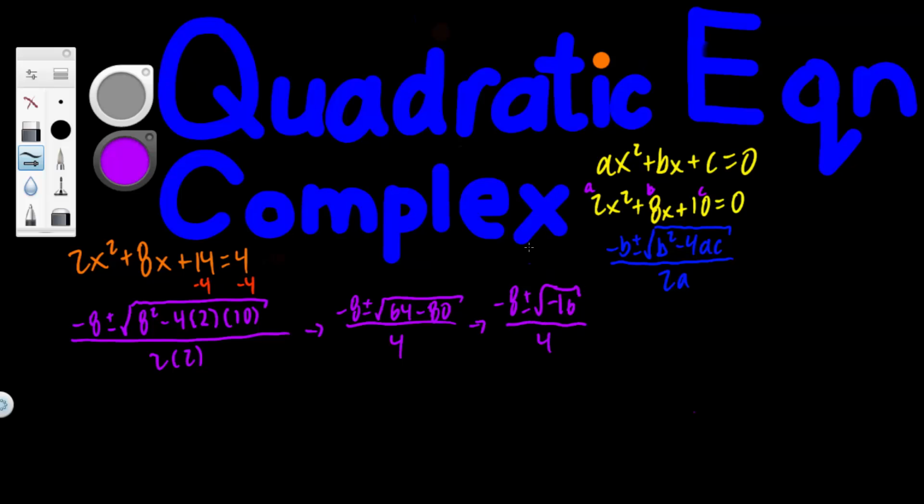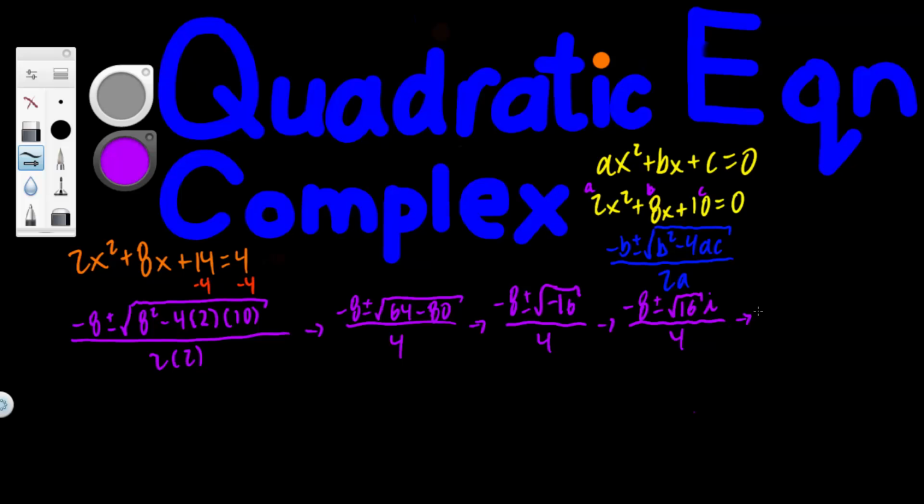Now, this is the issue here. This is why we need a complex number for a solution, because there is no real number for which the square root of negative 16 is possible. And so what we do is swap the sign in there, so we end up with negative 8 plus or minus the square root of positive 16 times i. And that's the important part here. That is the imaginary component of this, divided by 4.